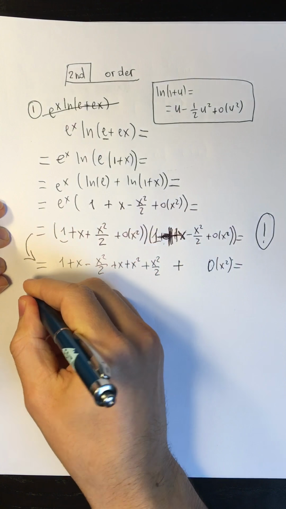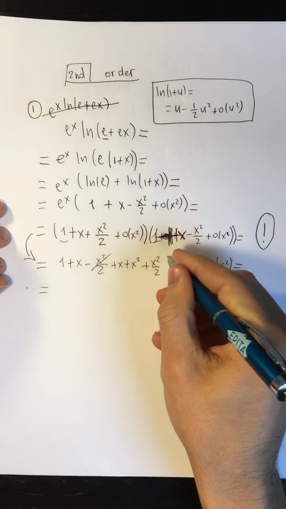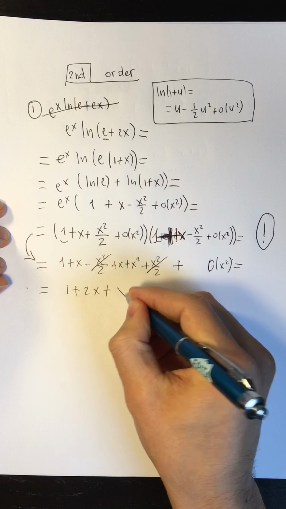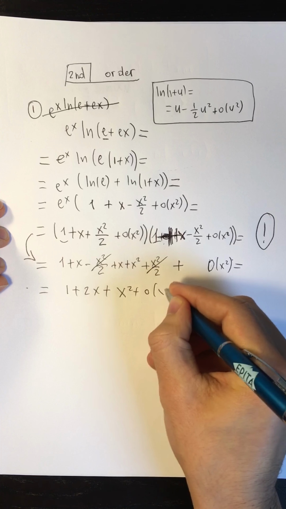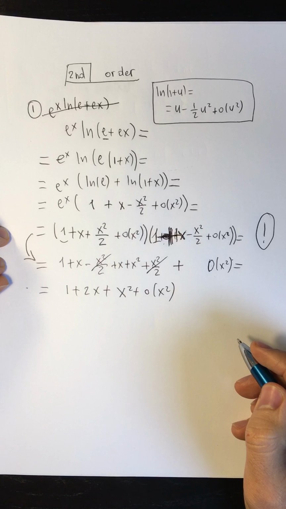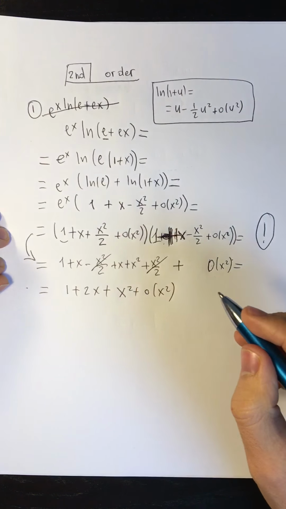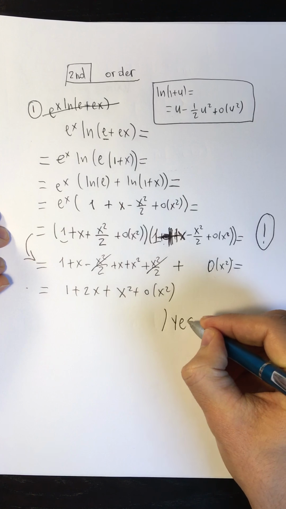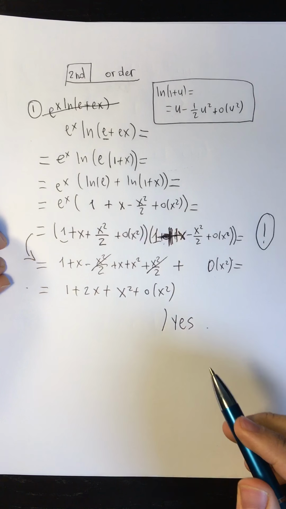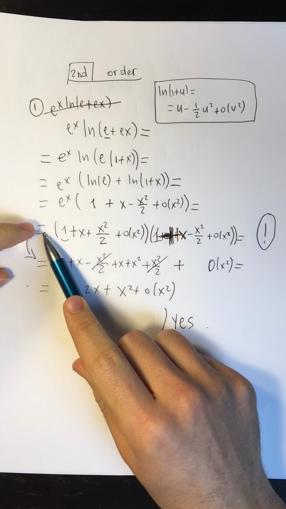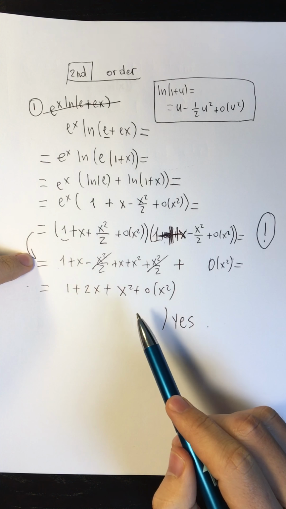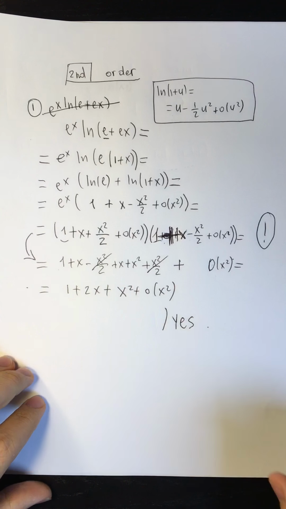And then you can simplify a little bit. If you cancel this part, you're going to have 1 plus 2x plus x squared plus o(x squared). Okay, if you write this one, you will get the full score for this. And it's good. If you understand how to solve from here to here, watch my video, exercise 8. And there I explained very clearly.